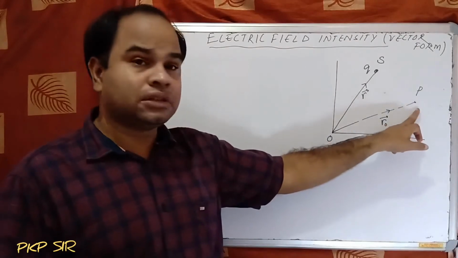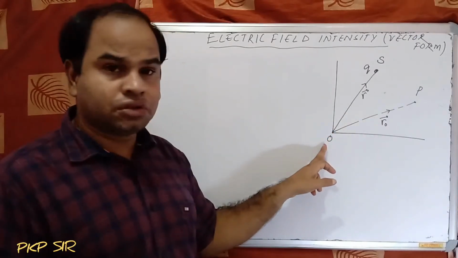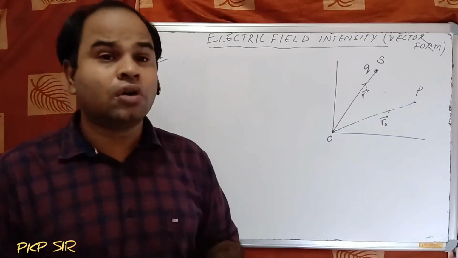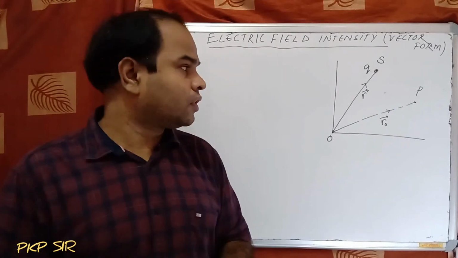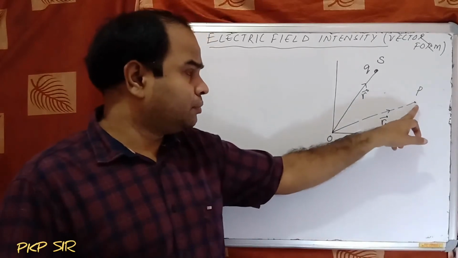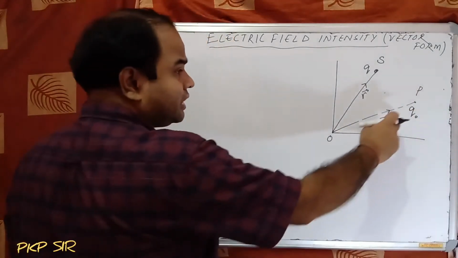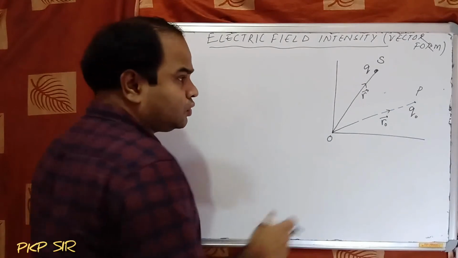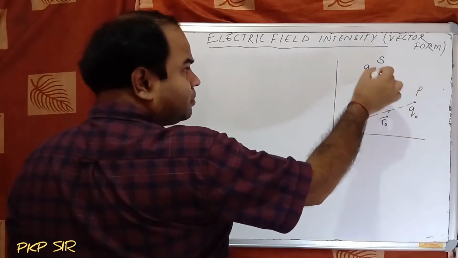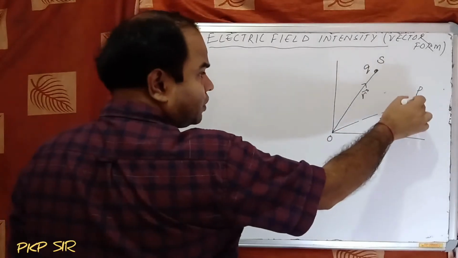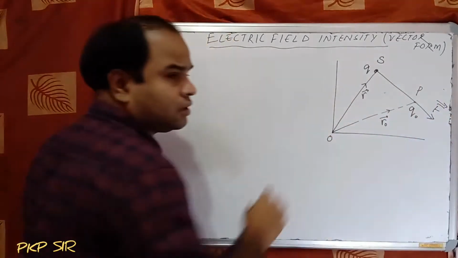Let the point P be r naught distance from the origin O, or you can say the point P has positional vector r naught. To find the electric field intensity at point P, let us put a test charge at point P. The test charge Q naught at point P will be repelled by the charge q present at S, in this direction.